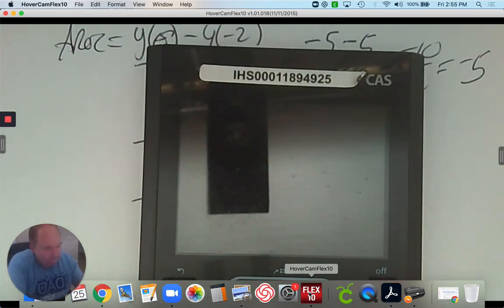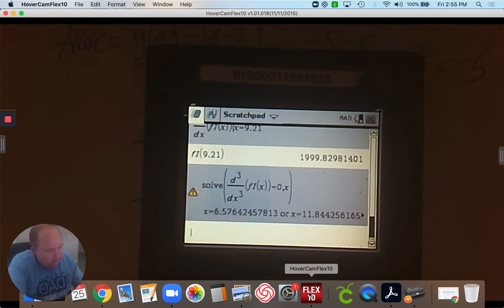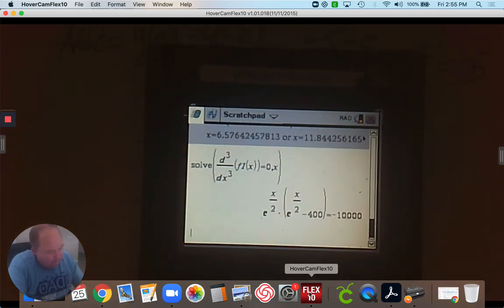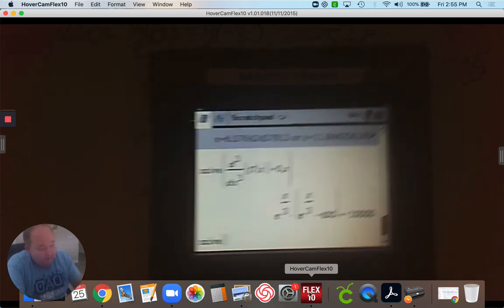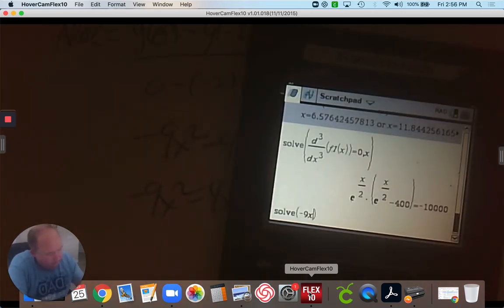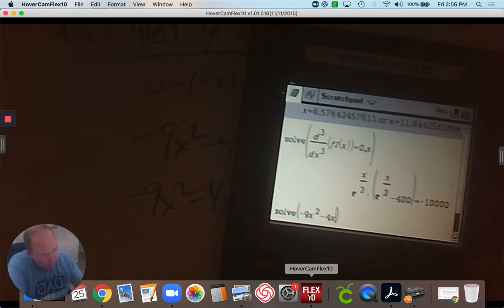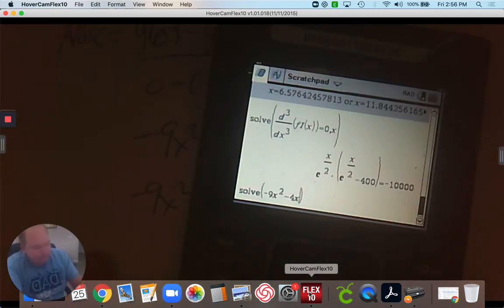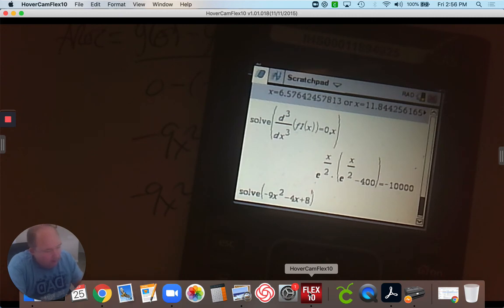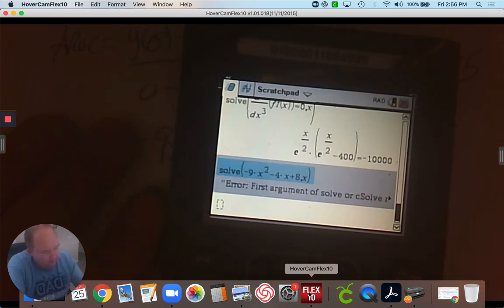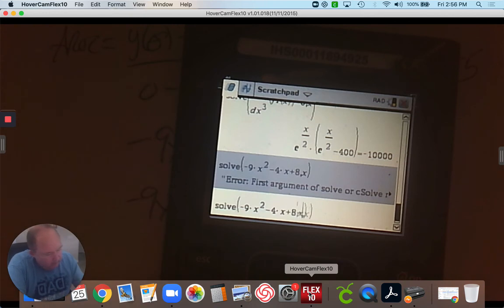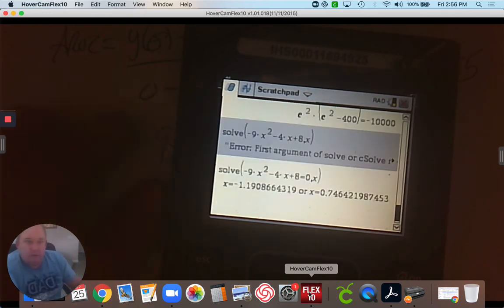Let's do this. So we're going to type in SOLVE. And then we're going to type it in, negative 9x squared, subtract 4x, plus 8, comma x, and let's do it. Oh, equal to 0, silliness. I didn't get an equation in there, so equal to 0, there you go, you got two answers.